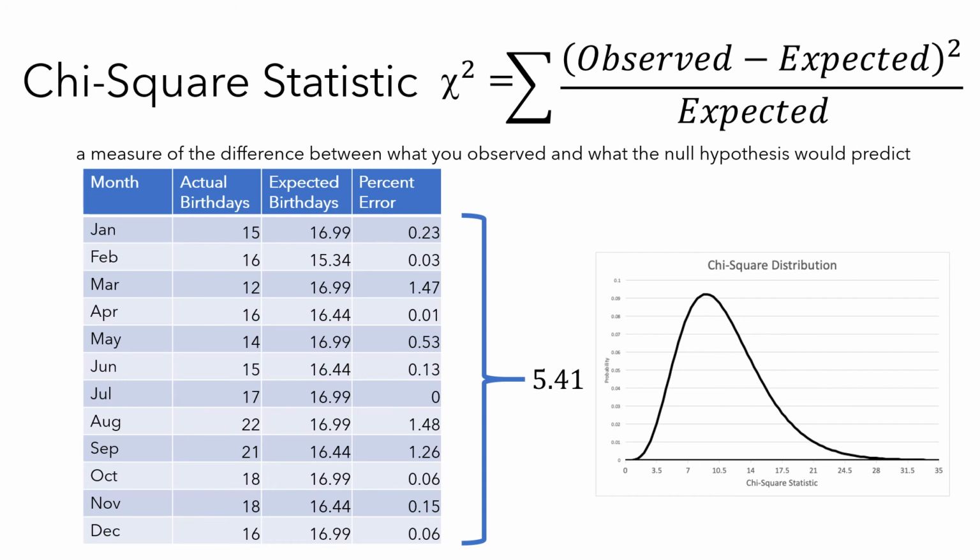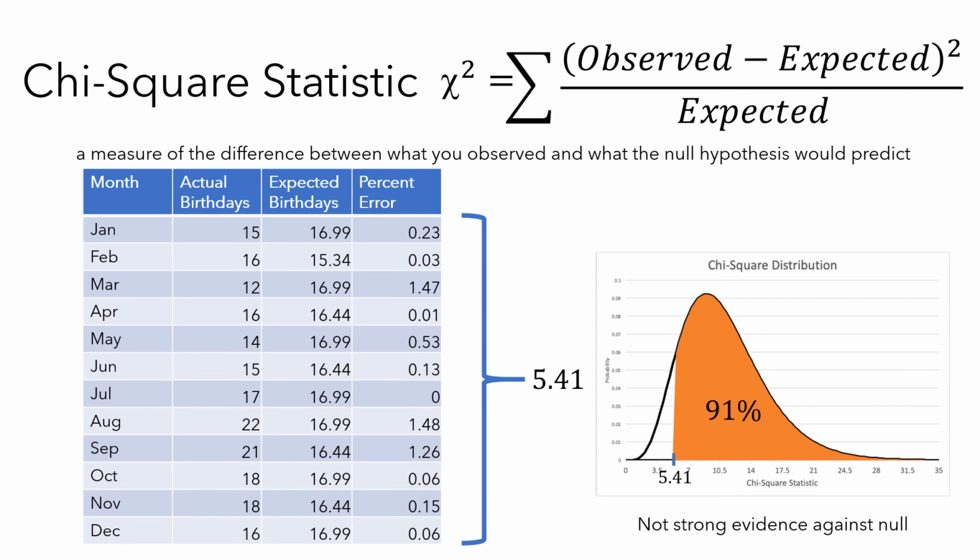Now, if our null hypothesis was true, then the number of actual and expected birthdays would be the same, so the chi-square statistic would be 0. So we'll look at the probability of getting our observed statistic, or another statistic further from 0, and this probability, the p-value in this case, is 91%. So this statistic is not strong evidence against the null hypothesis, and we can't conclude that some birth months are more common than others.